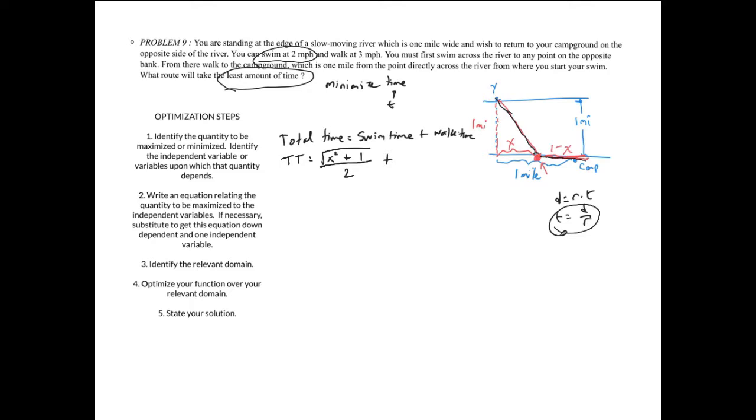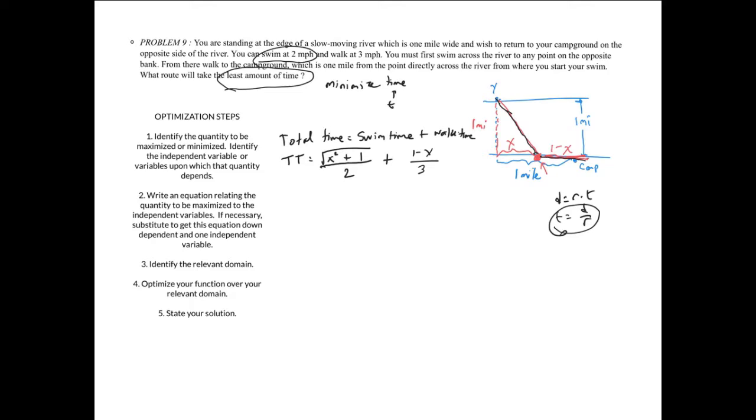It's just the straight line distance here, 1 minus x, divided by the rate at which you can walk, which is 3 miles per hour. So that's the equation for total time. Now, notice in this, because of the way I worked it out, I have only one independent variable and one dependent variable now. So that substitution step I did in the earlier two problems is not necessary here.